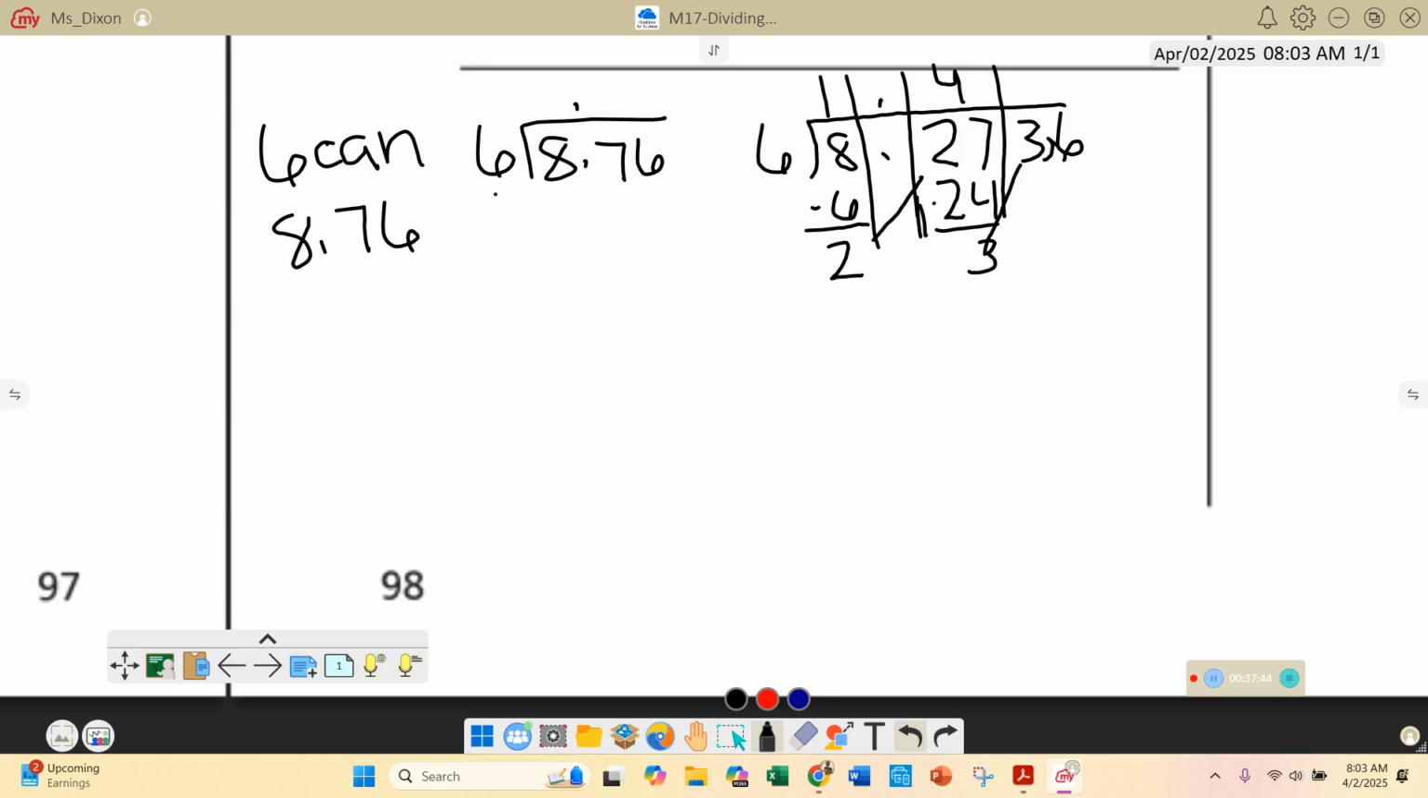How many times can I take 6 out of 36? 6 times. 6 times 6 is 36. Subtract, and I get 0. All right, looking at your answer, store A sells each can for $1.46.